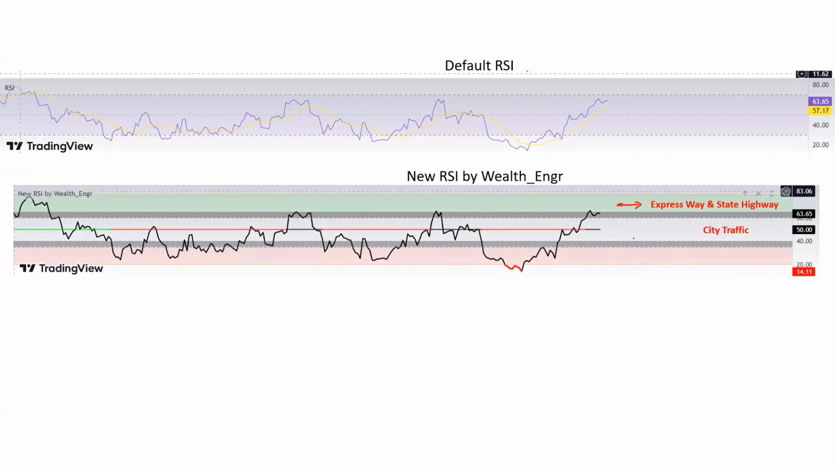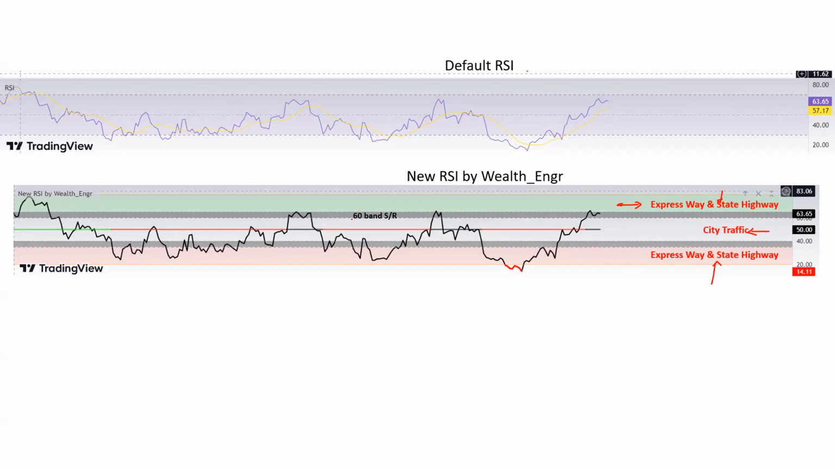Whatever you see here as white color is nothing but sideways movement or city traffic. Whatever you see in the below zone, the red zone, is again expressway or state highway for the bearish. This is for the bearish, this is for the bullish, and this is the sideways. Okay, perfect. And what about this gray color one?